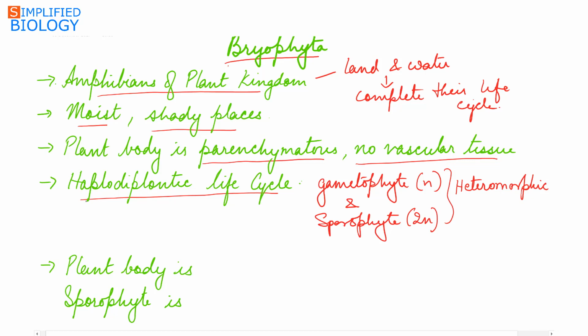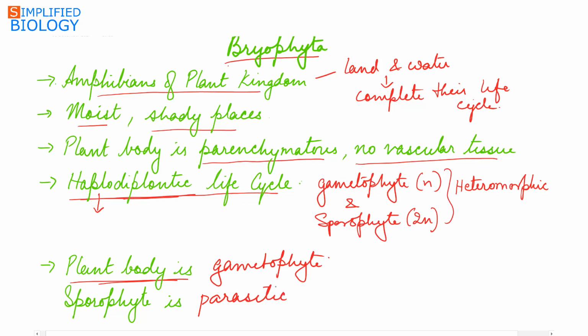Now, as the name shows, haplodiplontic means the main part of the life cycle is haploid, or the gametophyte. So the plant body here is the gametophyte. The bryophytes that we see are the gametophyte. The sporophyte is parasitic on the gametophyte. The sporophyte grows upon the gametophyte and depends on the gametophyte for nutrition.